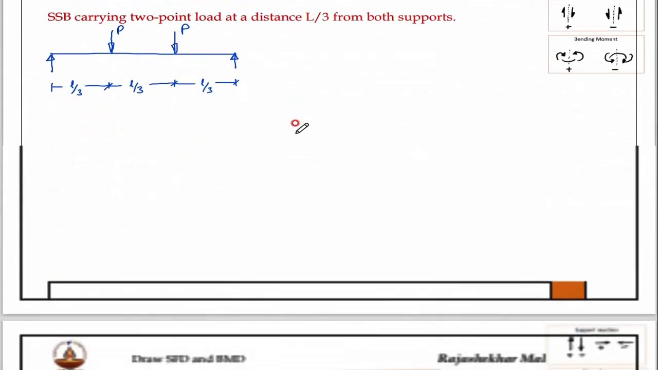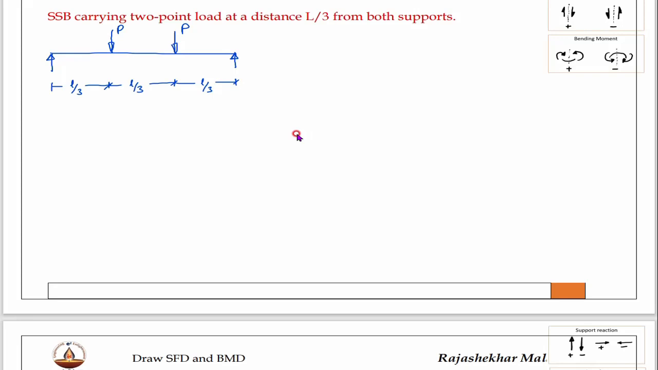Next point is a simply supported beam carrying 2-point loads at a distance L by 3 from both supports. Now we have a simply supported beam. This is support and this is support, from that L by 3 and from this L by 3. Therefore, in between also you will get L by 3 because the total length is L. Now in this case, you should know how to determine the support reaction. We will take advantage of symmetry, and this beam is symmetric. Therefore, whatever the point load P is there, that P will apply here. The reaction is also P here, and the reaction here is also P.